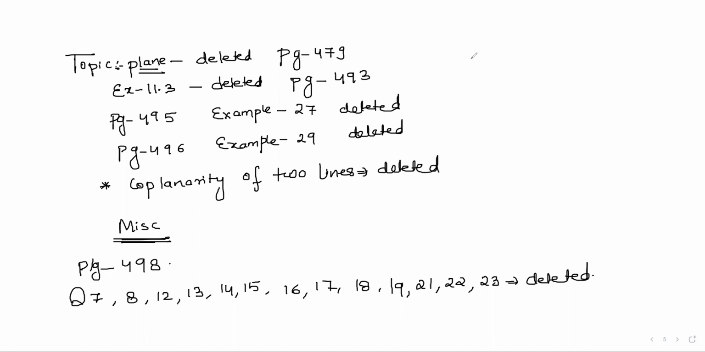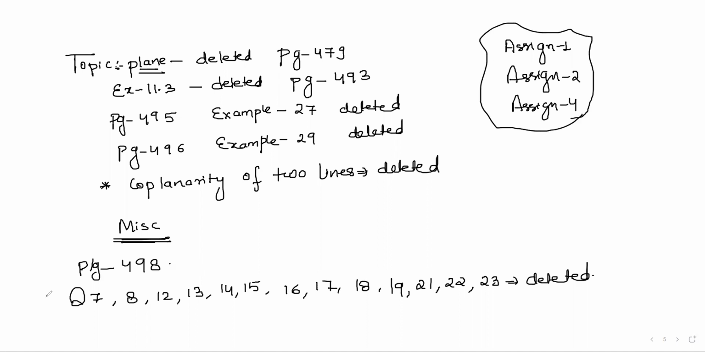Now we will start linear programming, the next chapter. The rest of the questions you have to do. The homework in this chapter: Assignment 1 I have already given you. Assignment 1 complete, then Assignment 2, and then Assignment 4. From Assignment 4, please delete the questions involving planes. In any question, if you come across planes, don't do that question. Share your homework with me.